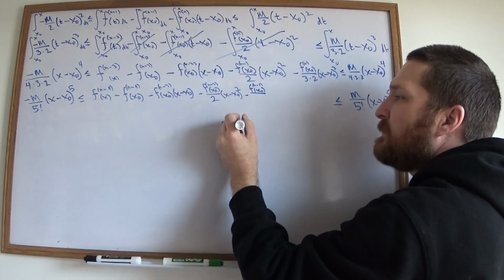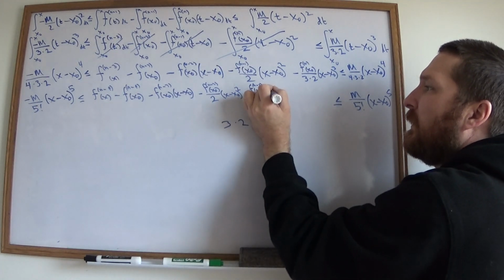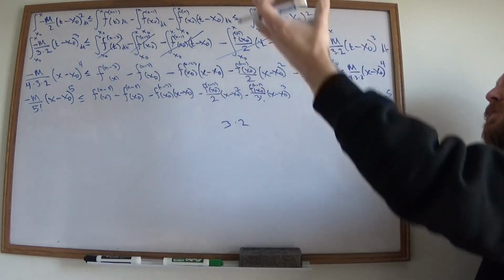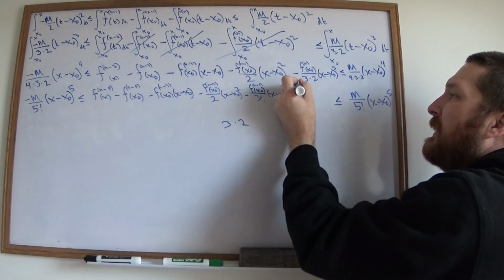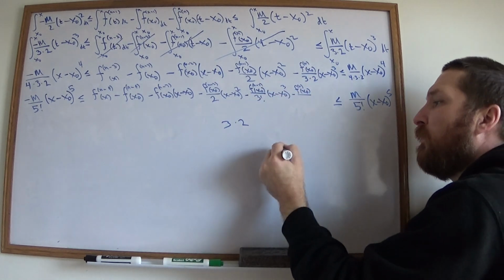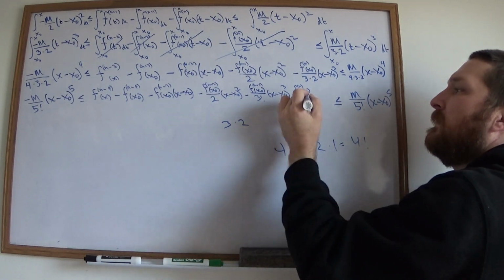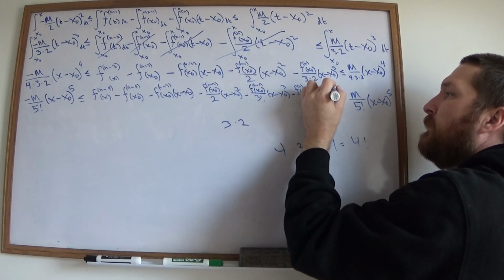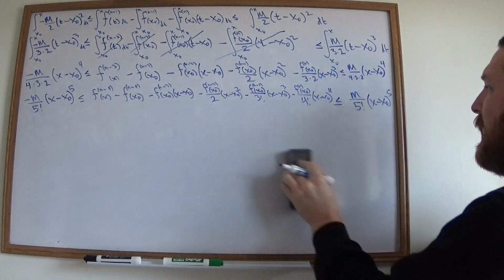Now we'll have a 3 times a 2 in the denominator, or how about 3 factorial? And it'll have an x minus x0 to the 3rd. This next one will go up to the 4th, which means a 4 would have to come into the denominator, and so the nth derivative evaluated at x0 will have 4 times 3 times 2 times 1, which is 4 factorial. And now its power, x minus x0, will be up to the 4th power. And so on and so on.